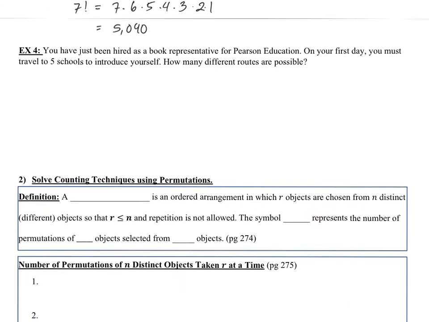Alright, so for example 4, you have just been hired as a book representative for Pearson Education. On your first day, you must travel to 5 schools to introduce yourself. How many different routes are possible?